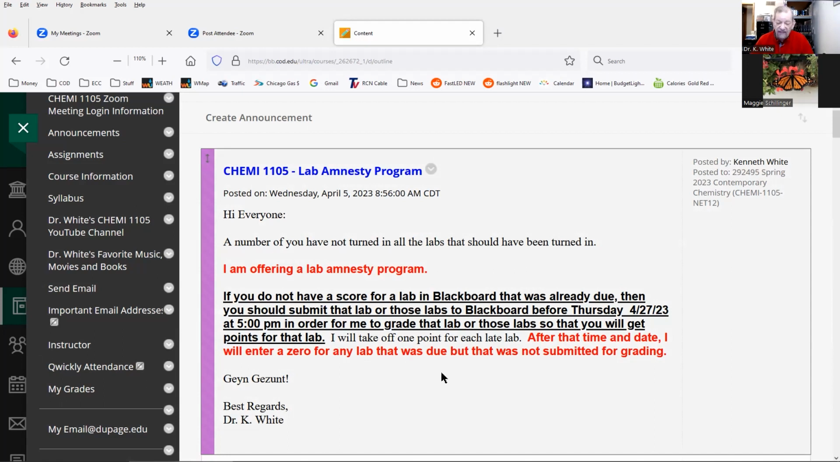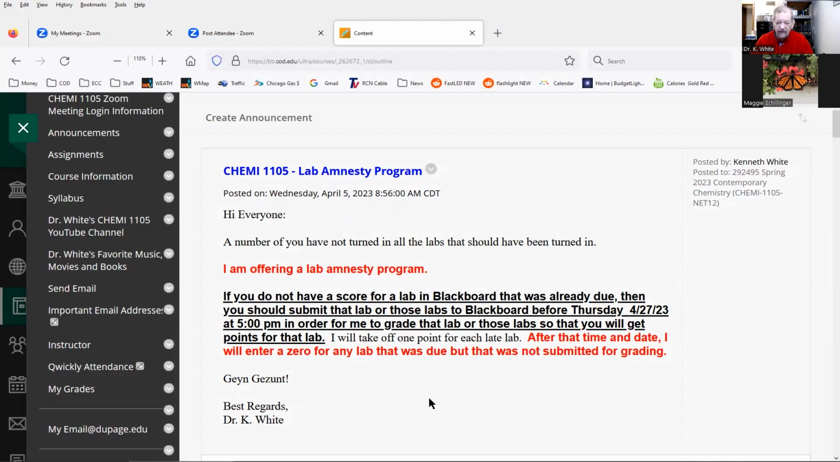So if you have not handed in all the labs, here's an amnesty program so you won't lose a lot of points. A couple of you are missing 3 or 4 labs. That's 40 points. Now, if you hand them in and I take off 1 point for each of those 4 labs, you can still get 36. And 36 is a lot better than 0. Really, it's a lot better for your grade. So that's my amnesty program. All right, any questions on that?